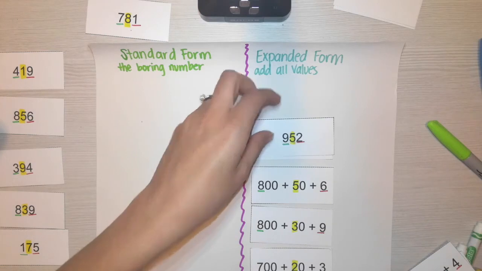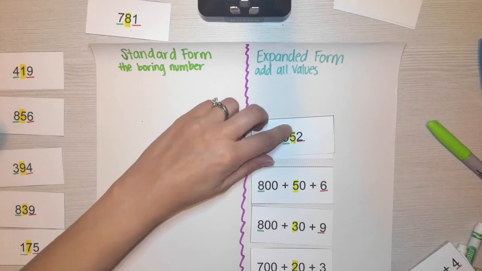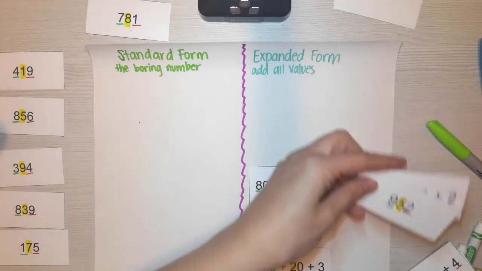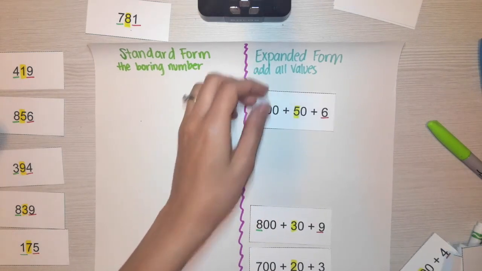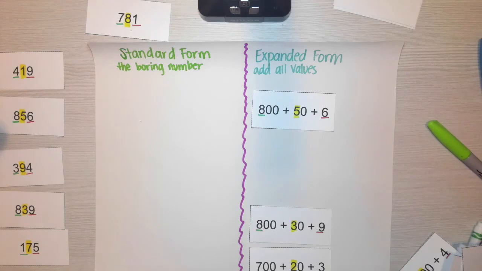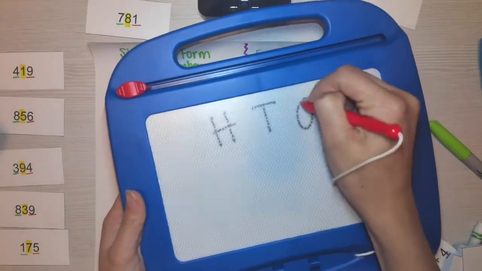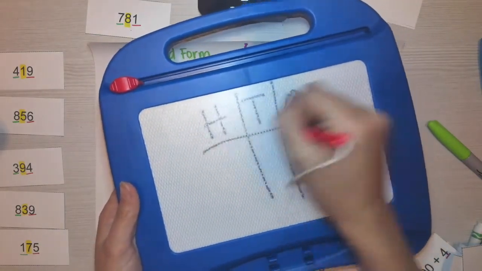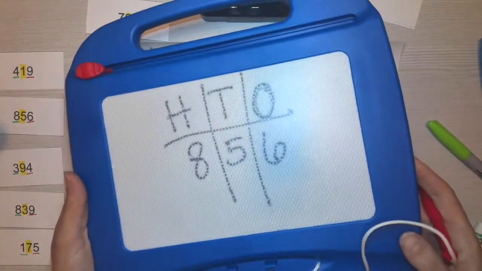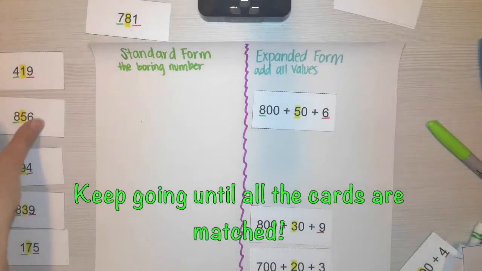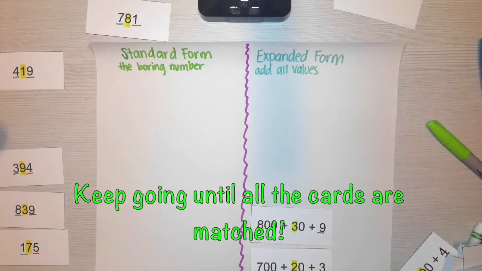Notice that I color coordinated my tens, my ones, and my hundreds. So my hundreds are all green, my tens are yellow, and my ones are red. Put that match to the side. Look for the next match, 856. So I'm looking for a number 856. Let's find that number. Here it is. There we go, the match. Put it to the side.